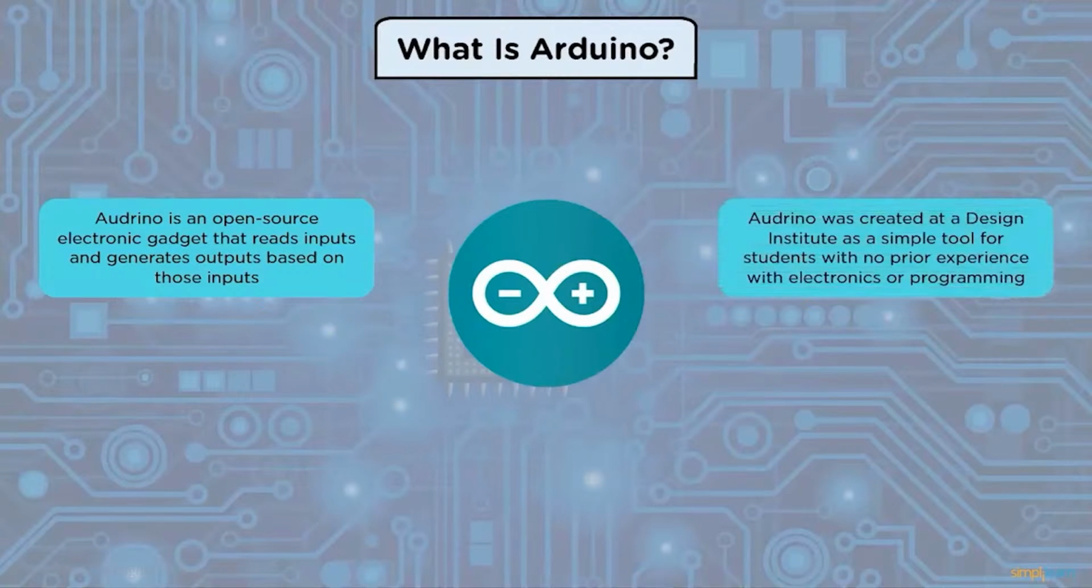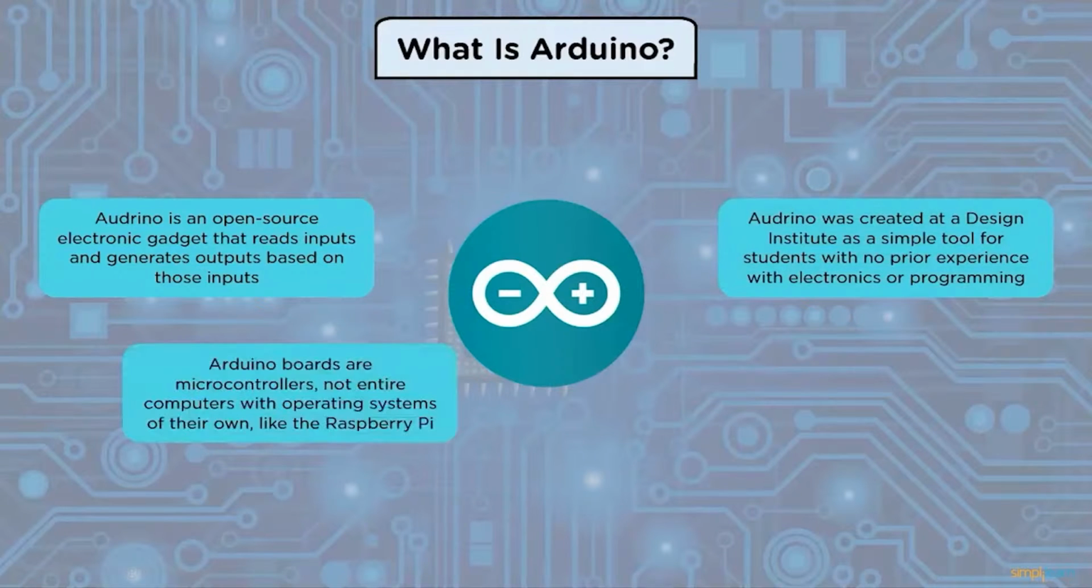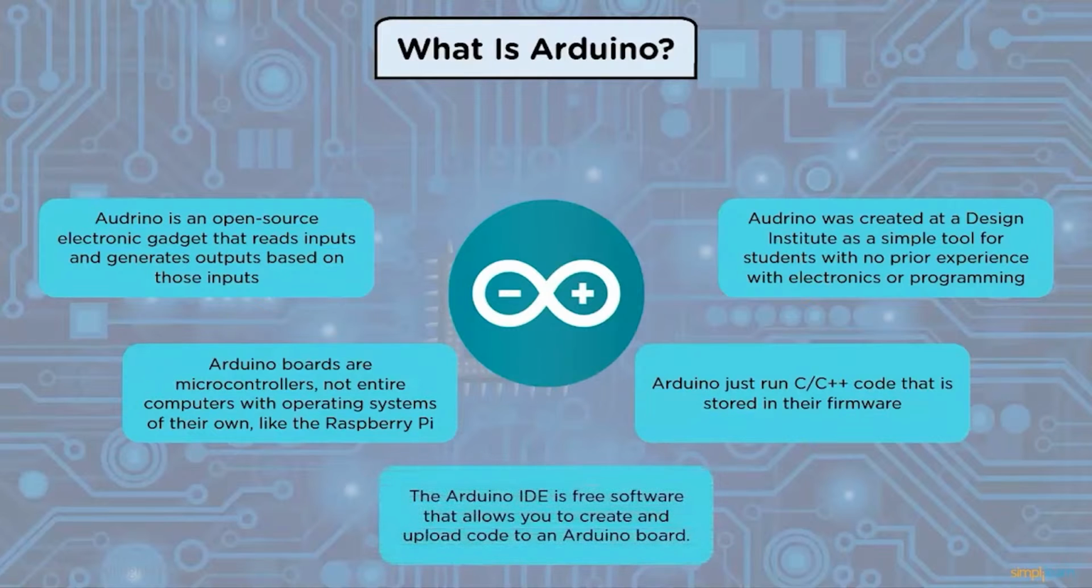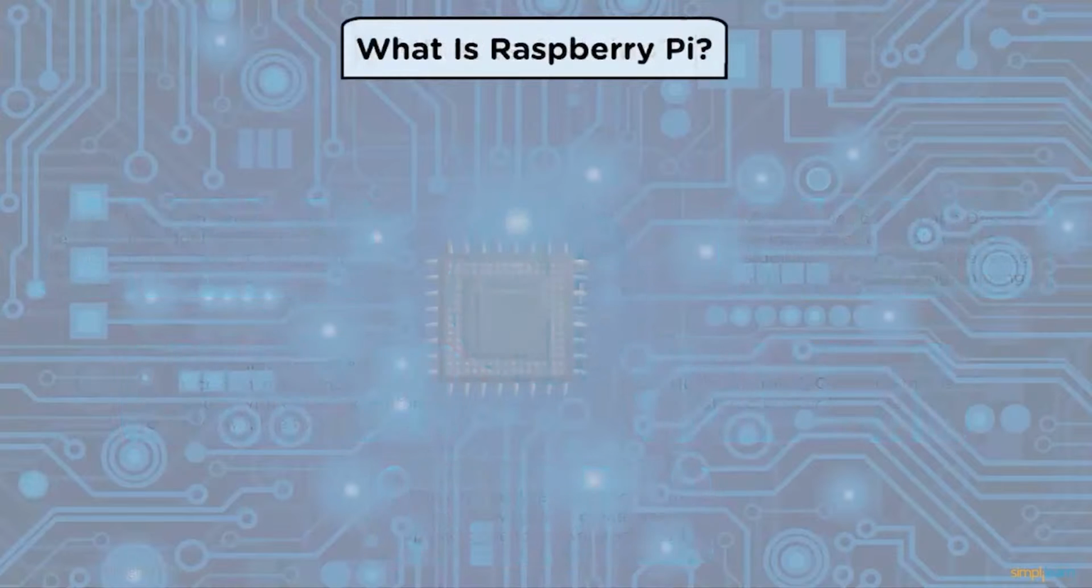Arduino was created at a design institute as a simple tool for students with no prior experience with electronics and programming. Arduino boards are microcontrollers, not entire computers with operating systems of their own, like the Raspberry Pi. Arduino just runs C, C++ code that is stored in the firmware. The Arduino IDE, Integrated Development Environment, is free software that allows you to create and upload code to an Arduino board. Now let us see what is Raspberry Pi.